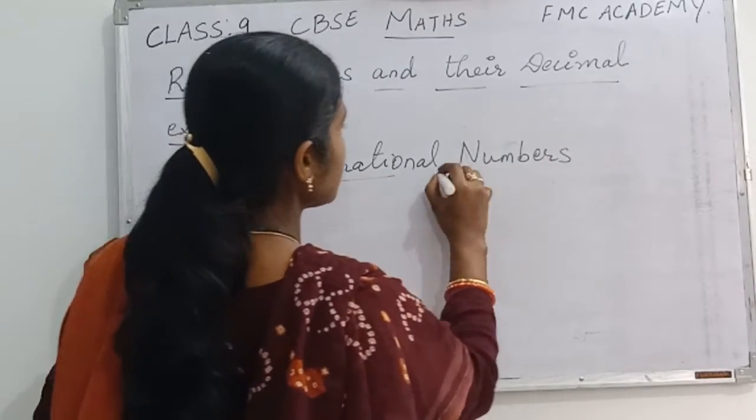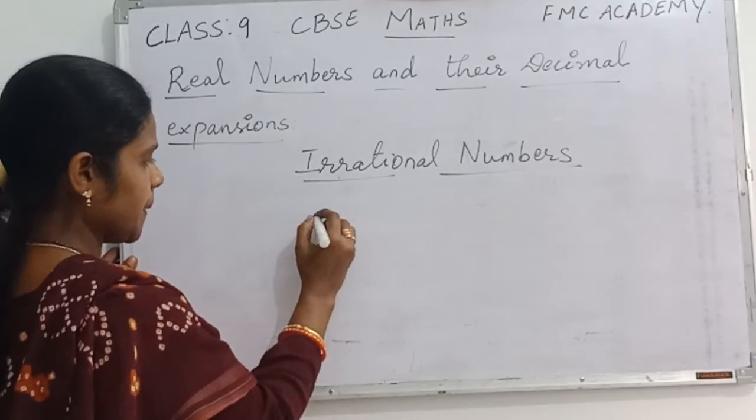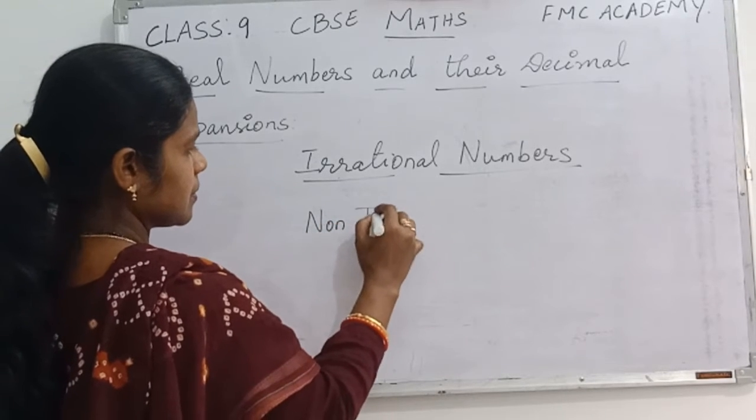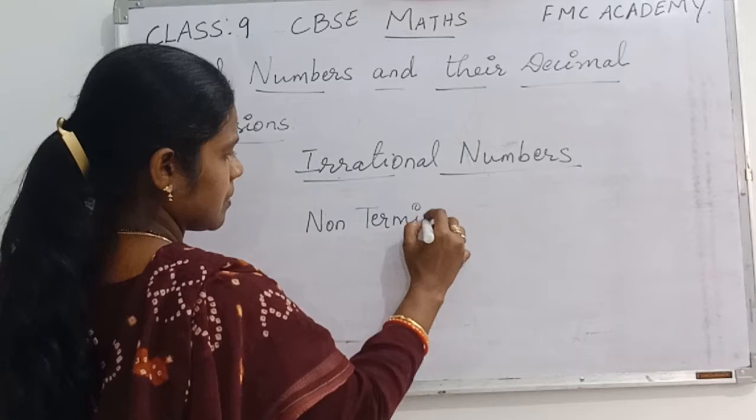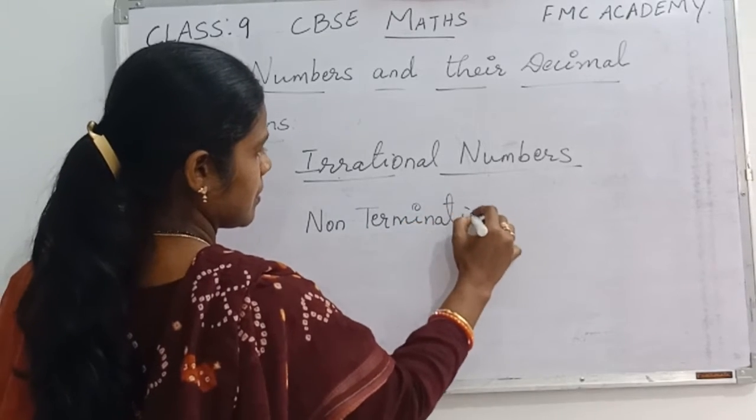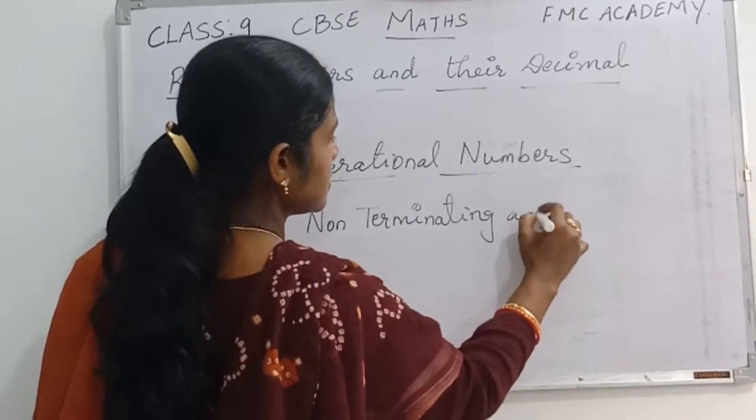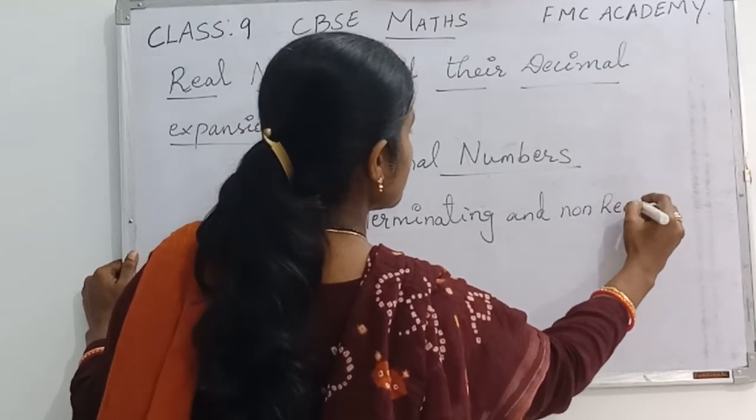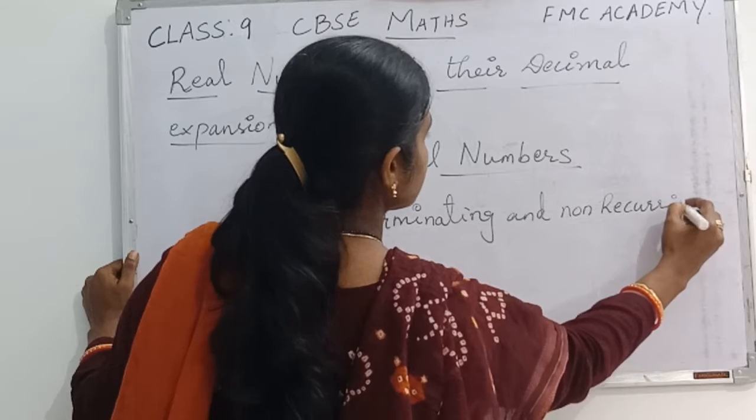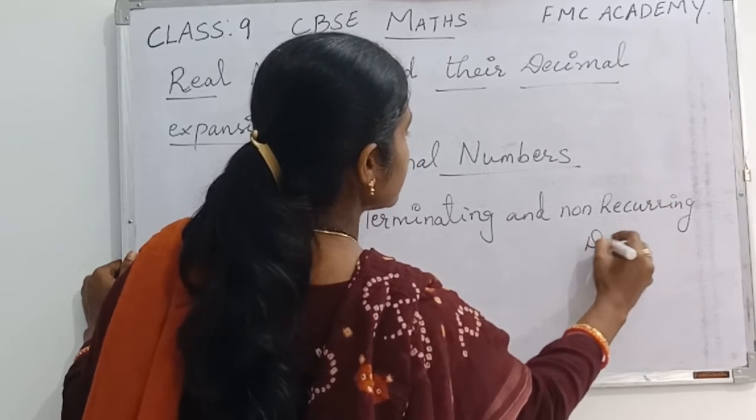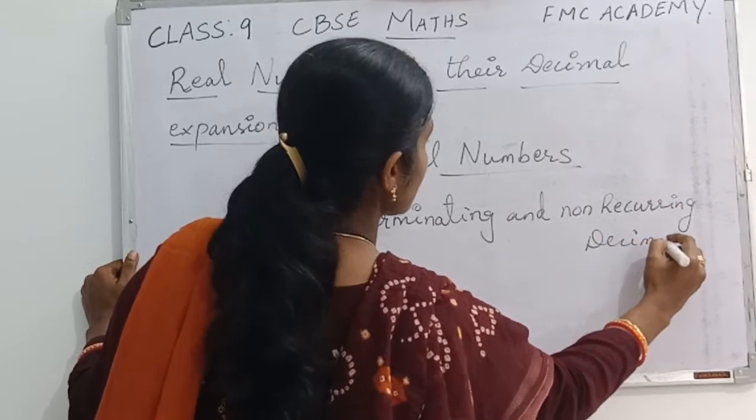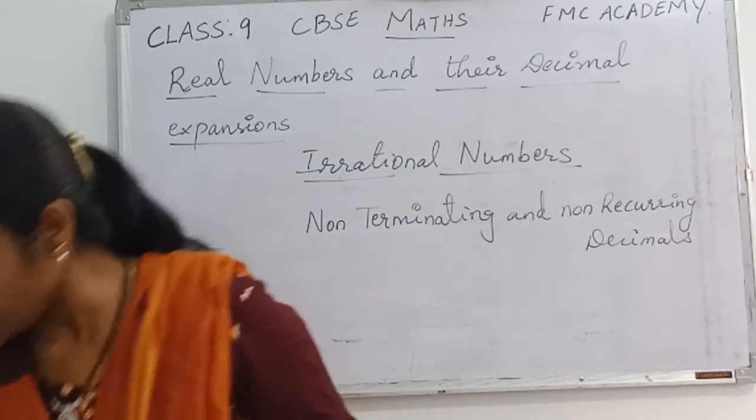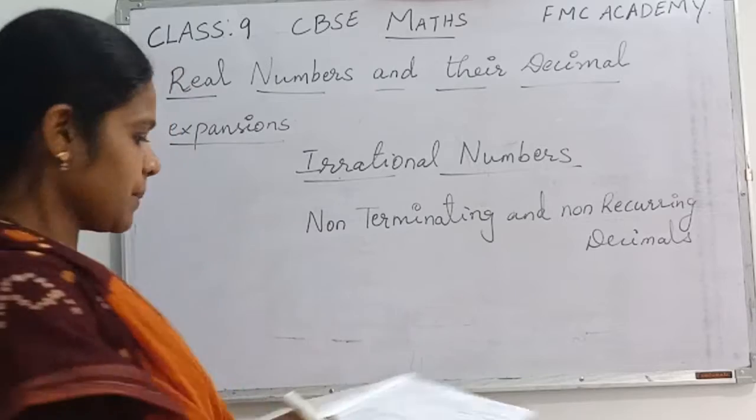In the irrational numbers, what is the case? They will be non-terminating and non-recurring. It means here the digits are not going to repeat. Non-recurring decimals. So these types of decimal numbers are called irrational numbers. Suppose you want to give some examples, let me write down some examples here.